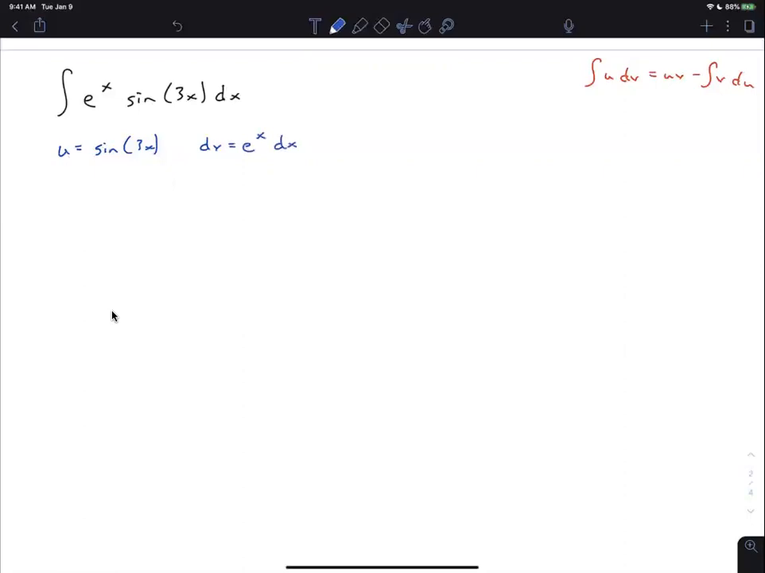Okay, so du is the derivative of that, which is positive 3 cosine of 3x dx. And v is the antiderivative of dv, which is then just e to the x. And so we're going to set this up as uv. So uv is e to the x sine 3x minus v du. And so we're going to factor out the 3 and get e to the x cosine of 3x dx at that stage.